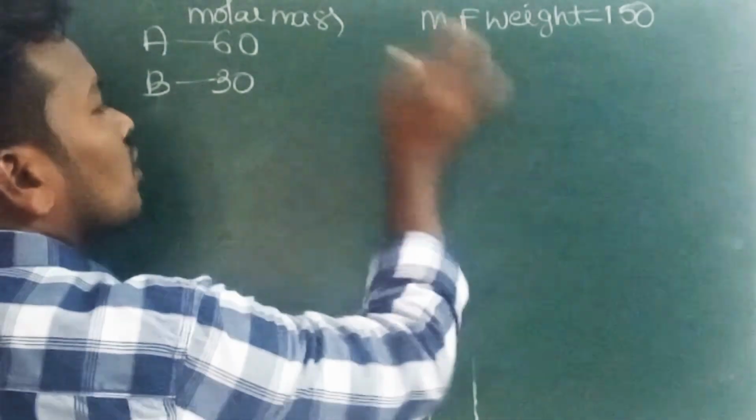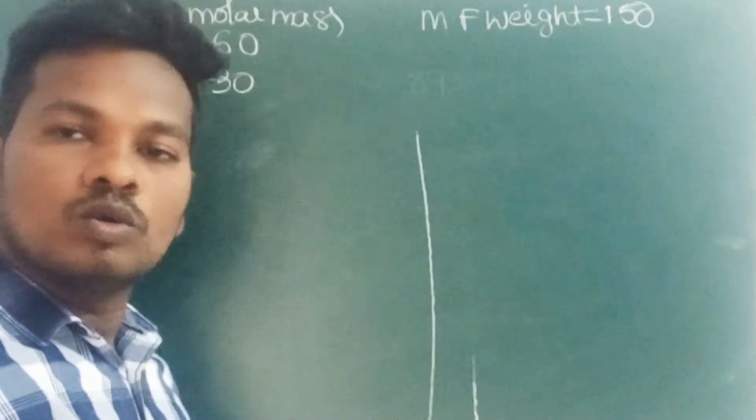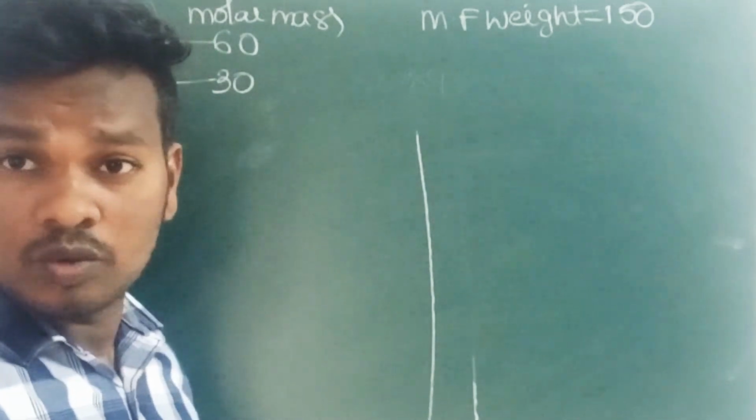Write the molecular formula and empirical formula. Now they are asking, so what do we have to do? We have to take the number of moles again, and we have to take the ratio.